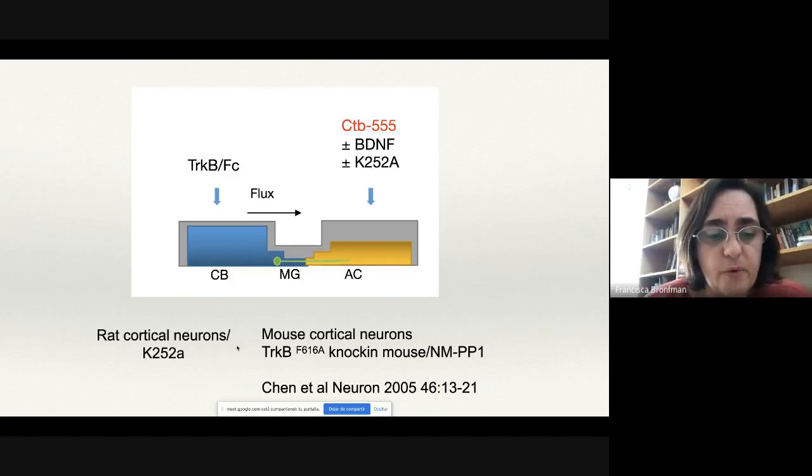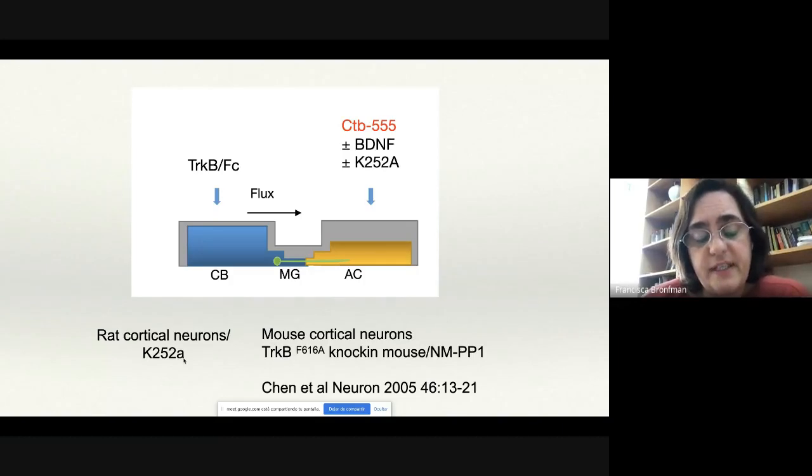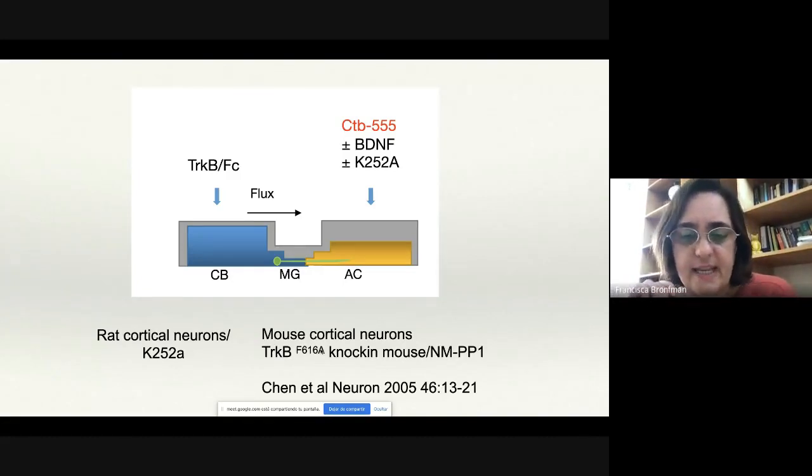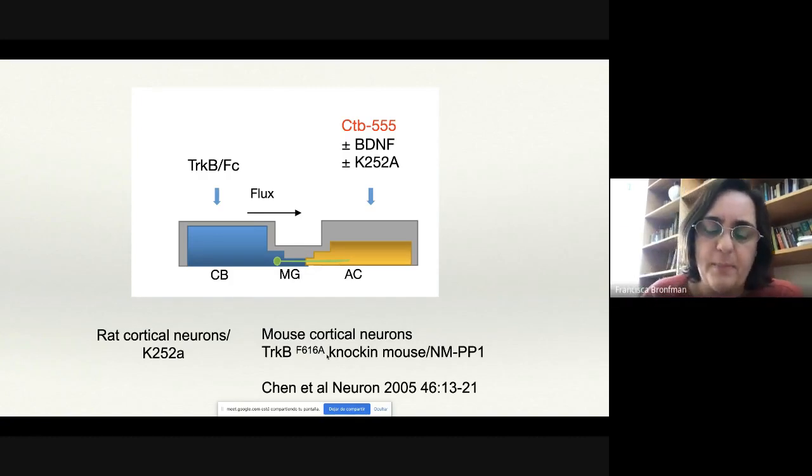We use two cellular models. We use cortical neurons, and we use the classic K252A kinase inhibitor to inhibit the activity of TrkB. And we use cortical neurons derived from the F616A knock-in mouse, which has a mutation in the tyrosine kinase activity domain of TrkB, and this allows the mutant receptor to be sensitive to the molecule 1NMPP1 in a specific manner. So it will allow us to add the inhibitor in different compartments and study the influence of inhibition of TrkB in different sites of the neuron.